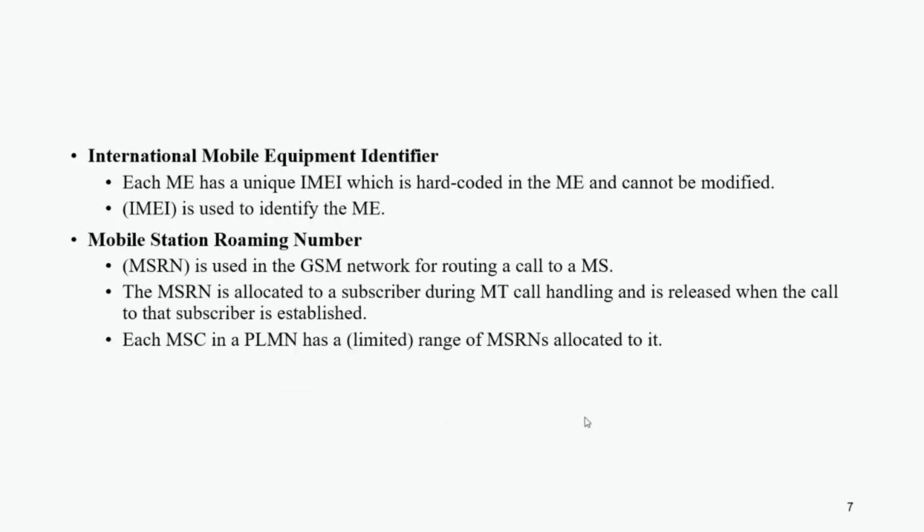Now what is International Mobile Equipment Identifier, also called IMEI? Mobile equipment identifier is basically hard coded on the mobile equipment and cannot be modified. It is used to identify the mobile device. It is kept with the subscriber information in HLR.